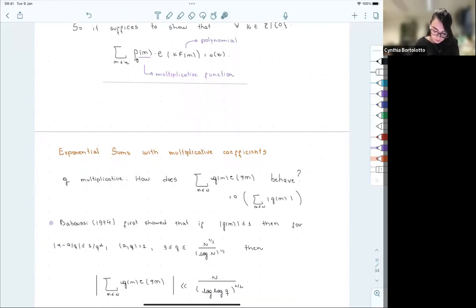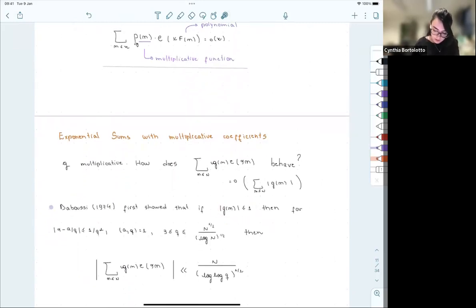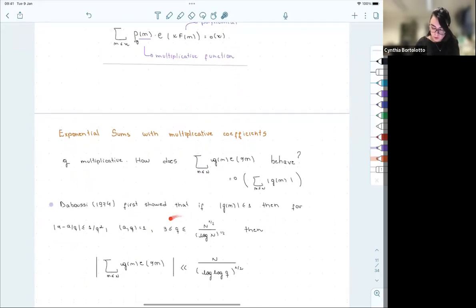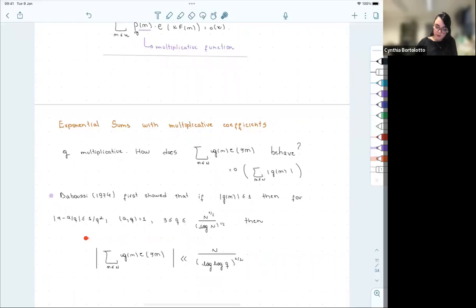Bourgain first showed that if g is bounded by 1 and we approximate alpha by a/q, where a and q are coprime, and we suppose that q is small compared to N, then we can prove that we have such a decay. This exponential sum with this multiplicative coefficient g is bounded by N divided by (log q) to the 1/2.